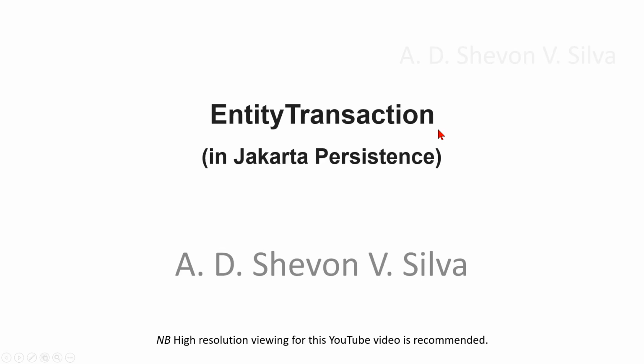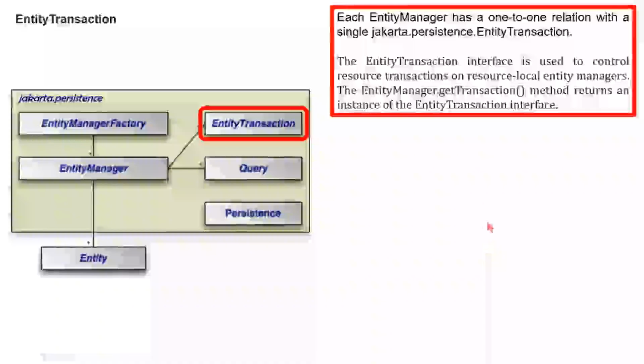Entity transaction in Jakarta persistence. Focusing on entity transaction, each entity manager has a one-to-one relation with a single Jakarta.persistence.EntityTransaction. The EntityTransaction interface is used to control resource transactions on resource-local entity managers. The EntityManager.getTransaction method returns an instance of the EntityTransaction interface.